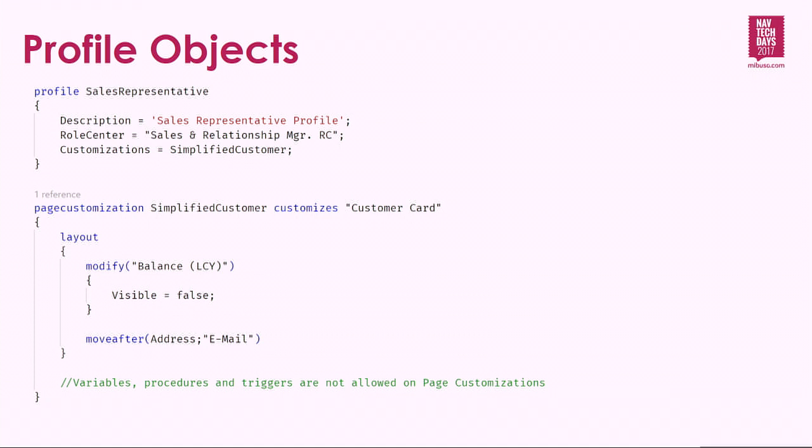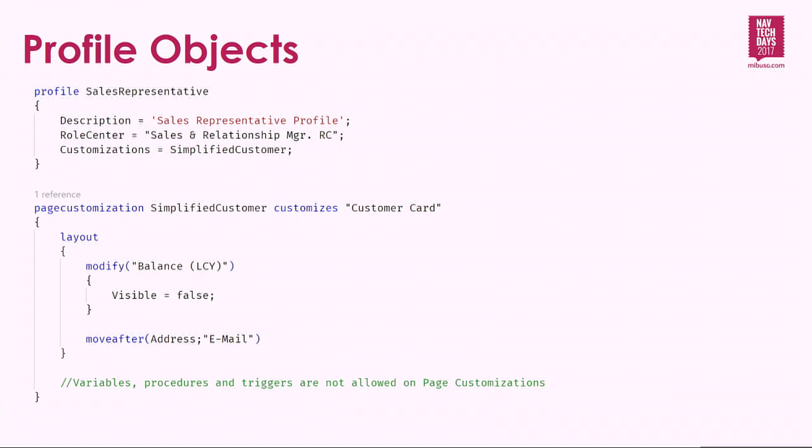So what the profile object does is it links a role center and a set of page customizations to a given persona, to a given role, so you can set it up. The benefit of having this as profile objects is also that you can add them to source control and treat it as code. So as you might notice, we have a page customization object, and before you saw page extension.